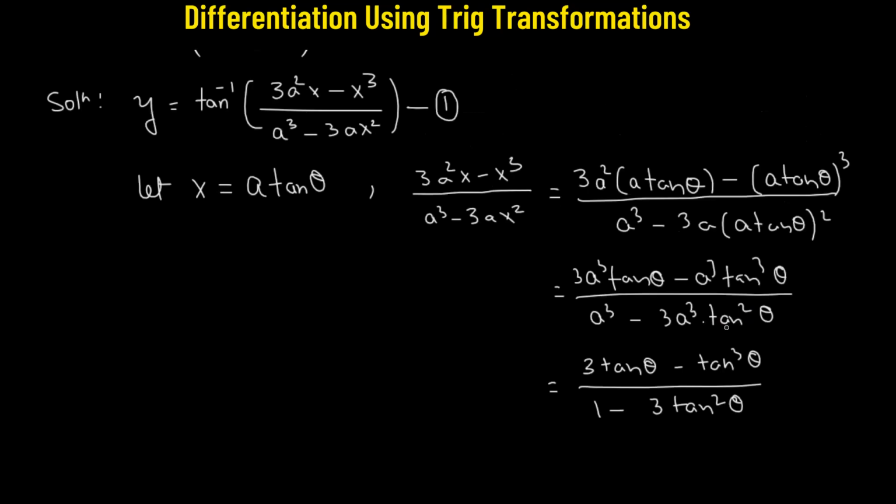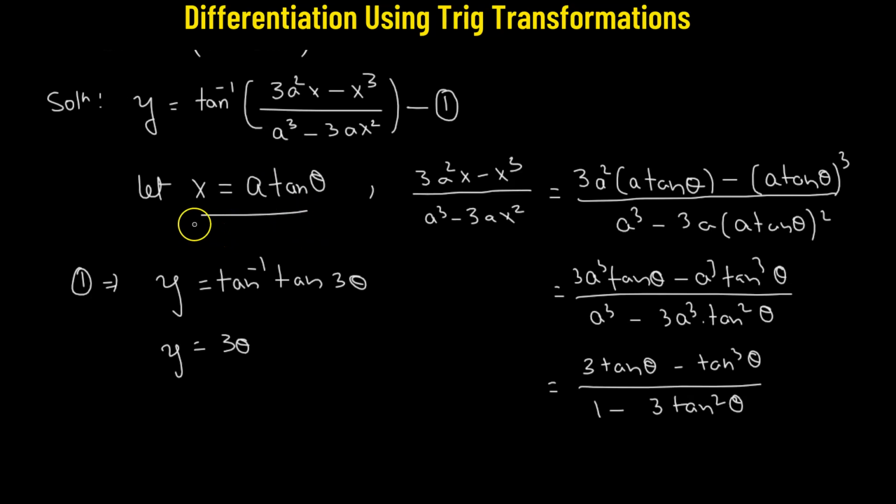So that means whenever we make that particular transformation x equals a tangent of theta, then the expression within the parentheses of equation number 1 becomes tangent of 3 theta. So that means our equation number 1 now converts to y equals tangent inverse of tangent of 3 theta. Right. So that means y will be equal to 3 theta. Since we considered x to be equal to a times tangent of theta, theta must be equal to the inverse tangent of x over a. That means our y value is now given by 3 times tangent inverse of x over a.